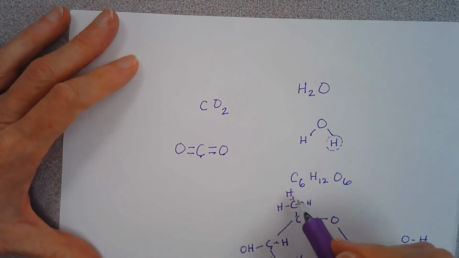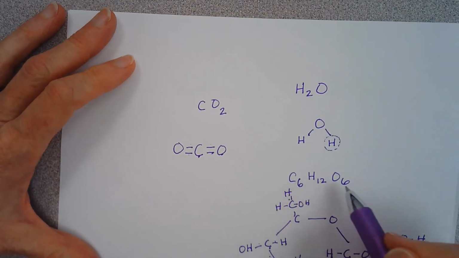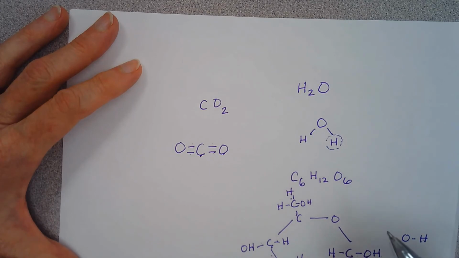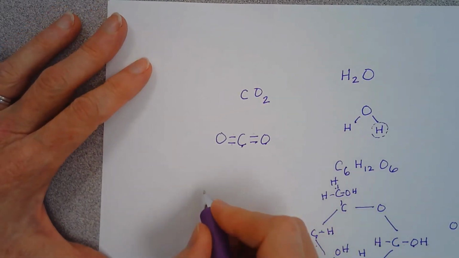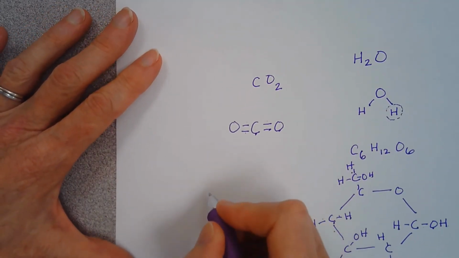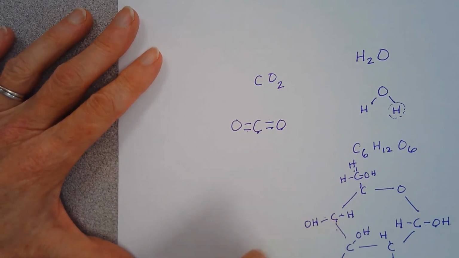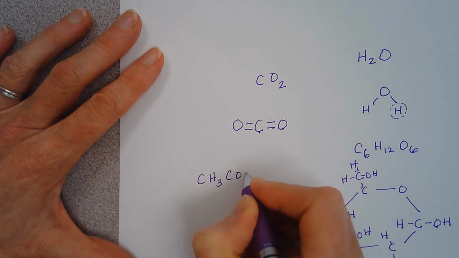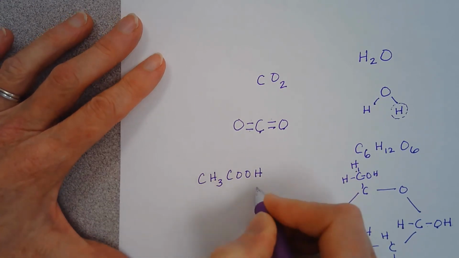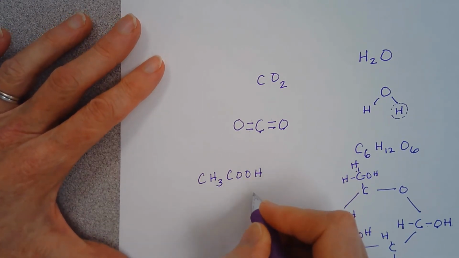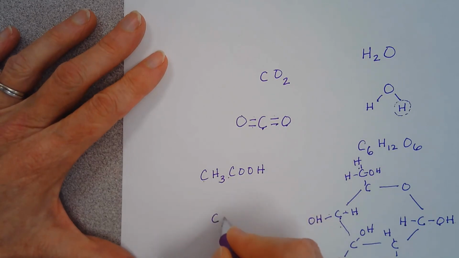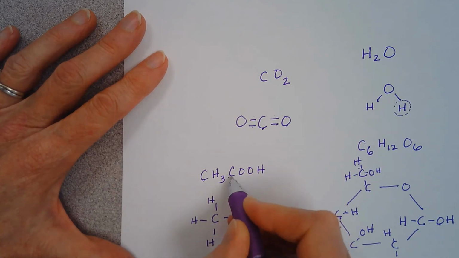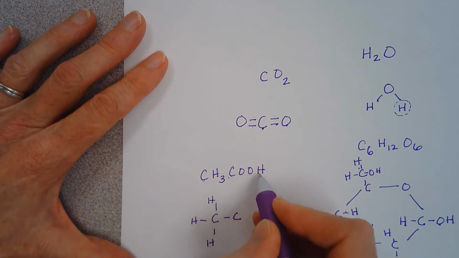Not so much with glucose, the C6H12O6 doesn't really give you much information, but if we take acetic acid, for example, we can write the molecular formula for acetic acid, which is what is in vinegar, as CH3COOH. That particular spelling out of the formula tells you that you've got 2 carbons. This carbon has 3 hydrogens around it. And the second carbon is attached to an oxygen and a hydrogen.